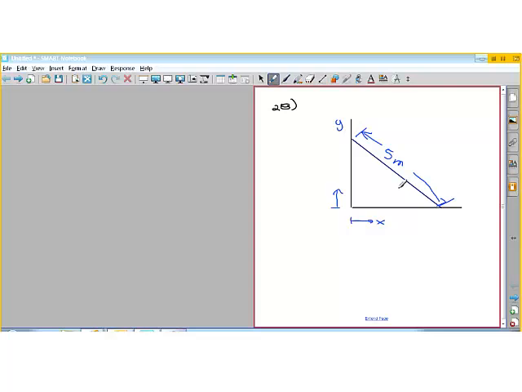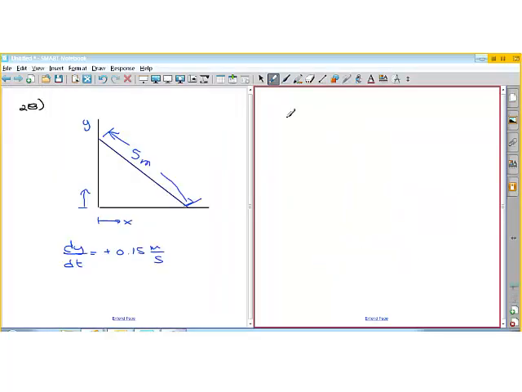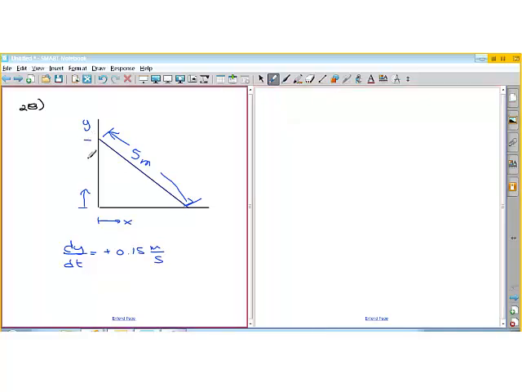And the worker pulls the rope at a rate of 0.15 meters per second. So what we can say is that dy/dt equals positive 0.15 meters per second. It's positive because positive y is going this way, and so we're increasing y. How fast is the end of the plank sliding along the ground? So this is our x. We'll call this distance y, the distance from the corner, and we'll call this distance x to that end. So that's x and y.